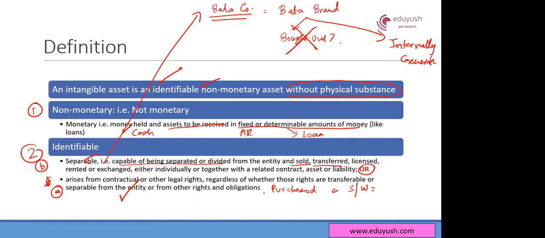So if that is the case, the Bata brand, which is developed internally, cannot be said to be an identifiable asset, because it didn't come from a legal right, but has been internally generated. So if any asset meets the definition of A or B, you can call it an intangible asset. Okay.